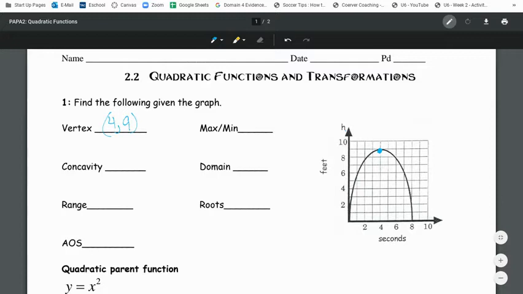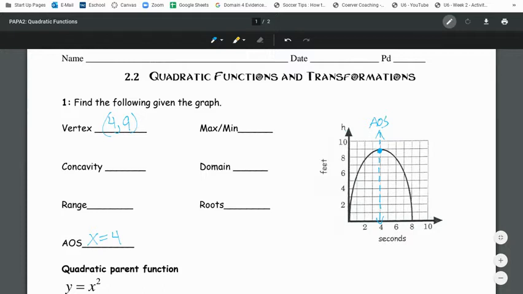Okay, the other thing that is important about the vertex is what we call the axis of symmetry. So the axis of symmetry, or the AOS, always goes through the vertex. So this has to be an equation, and this equation is going to be x equals 4. Okay, because it intersects the x-axis at 4.